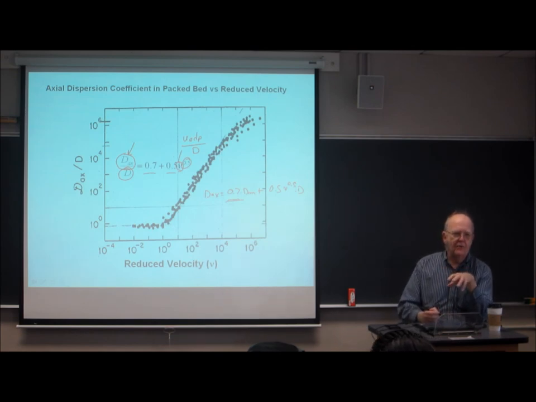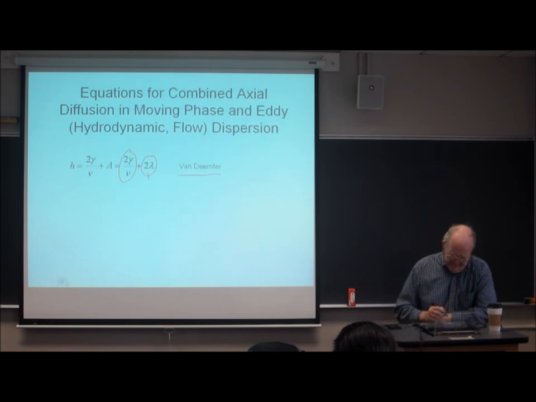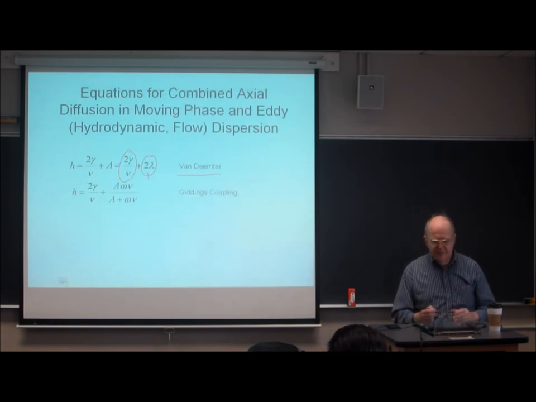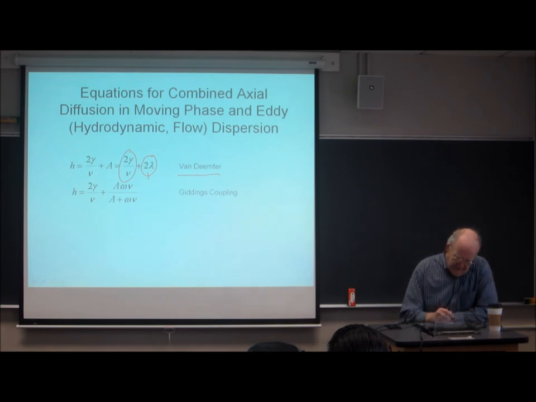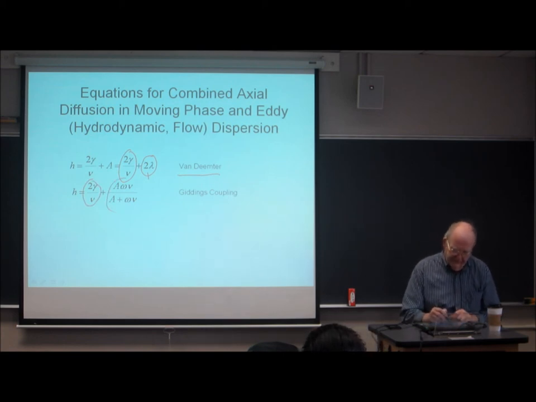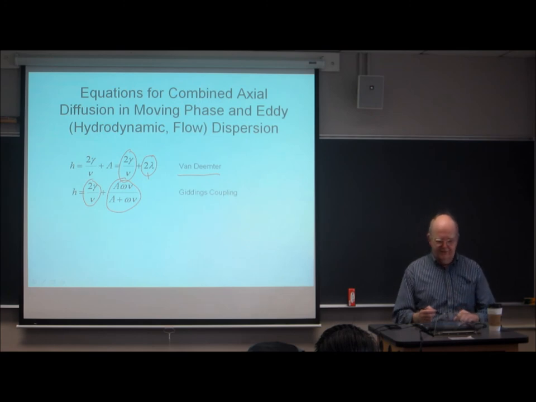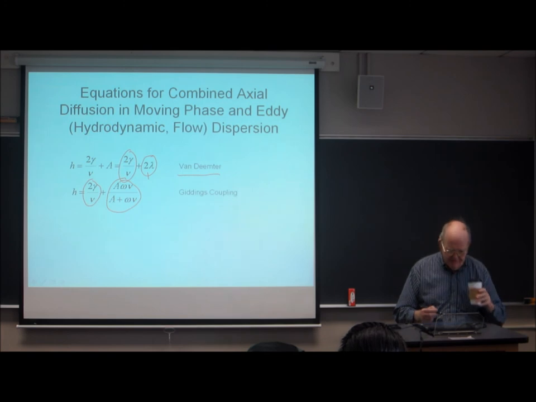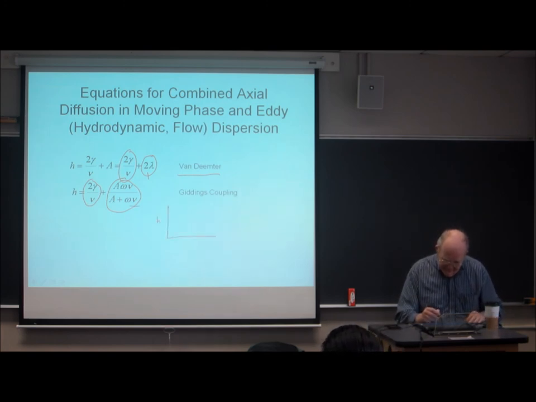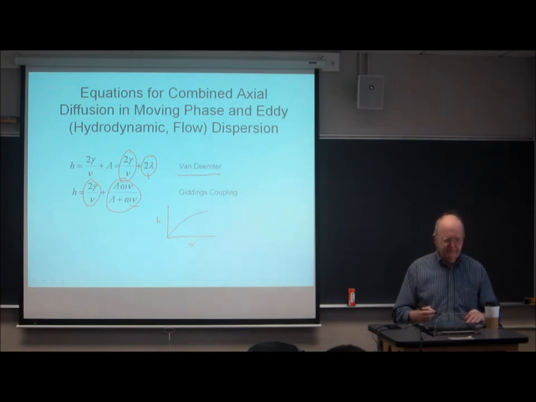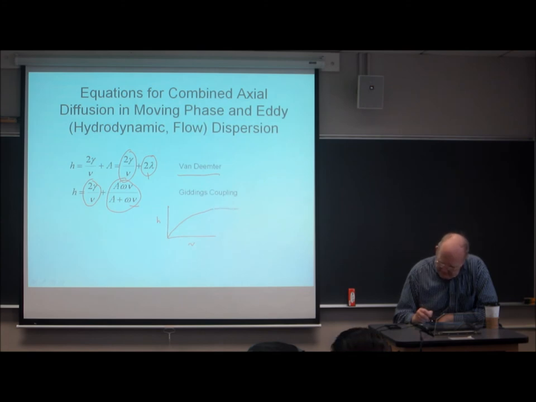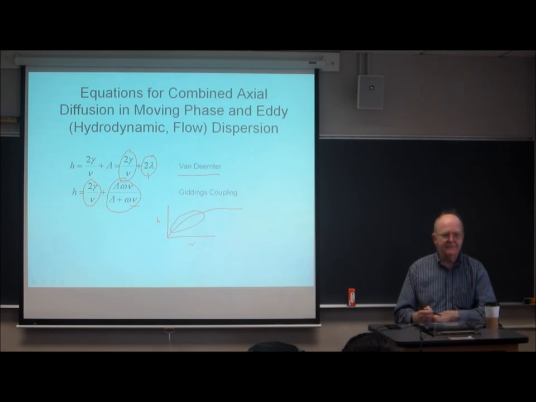There's nobody I know anymore who knows any chromatography at all who accepts the Van Deemter equation as being anything other than a convenient fitting equation. The Giddings coupling theory, which we talked about when we were going through the details of the random walk, gives us the longitudinal diffusion term, plus an eddy dispersion term that has a complex velocity dependence. And we know that this term looks something like that. And if we could get to high enough velocity, it would go flat. In this region here, that could pass for a nu to the 1/2.